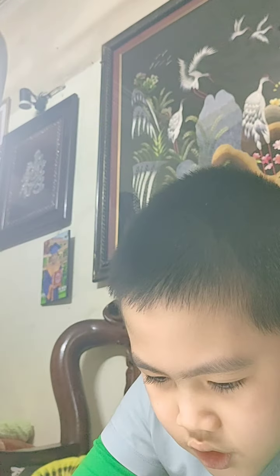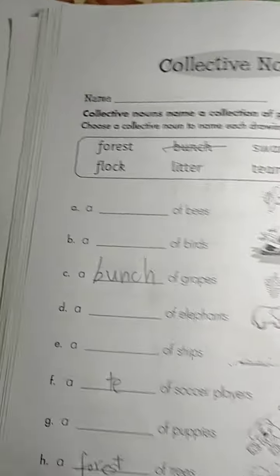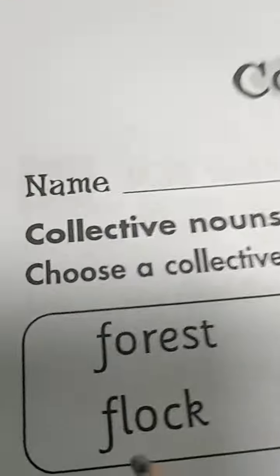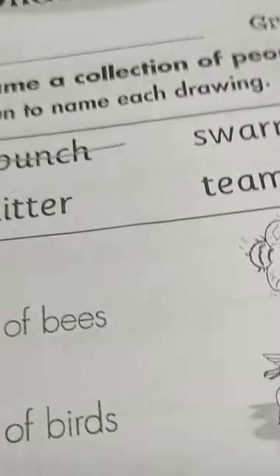Why? Why is that? I just write a bunch. So it's okay. Now that is a team. The team. A team of soccer players. And this, a forest of trees. That's nice. And this is a forest. Forest and a team. Team is there.